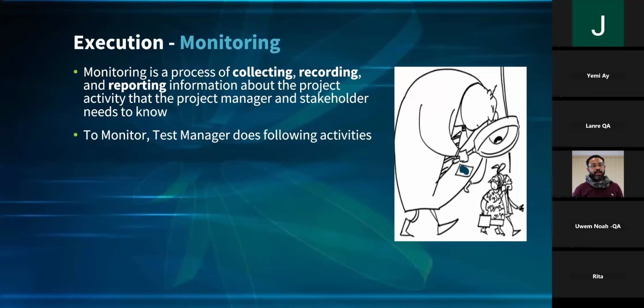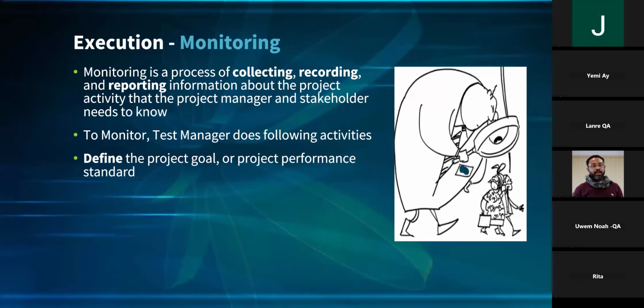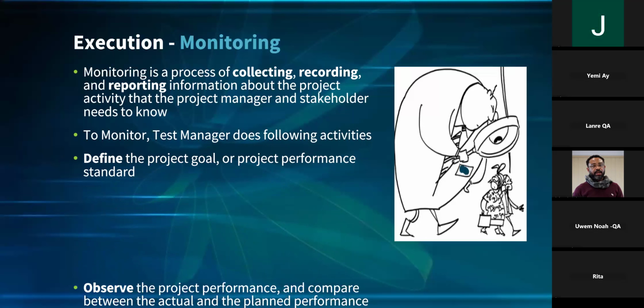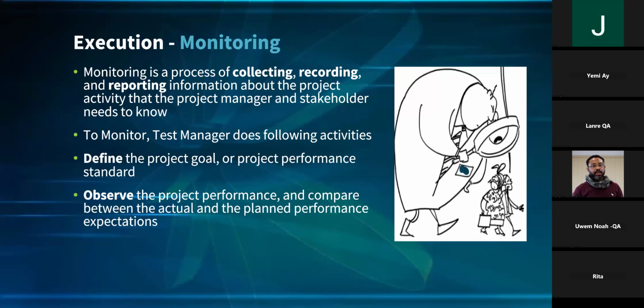To monitor, the test manager does the following activities. 1, define the project goal or the project performance standard, like we have been saying. 2, you observe the project performance and compare between the actual and the planned performance expectation. We have actually planned that it is 80 we are going to execute today. Now, that's our plan. The actual now is that we executed only 50. So we are left with 30. 30 is now way beyond what we are looking at.